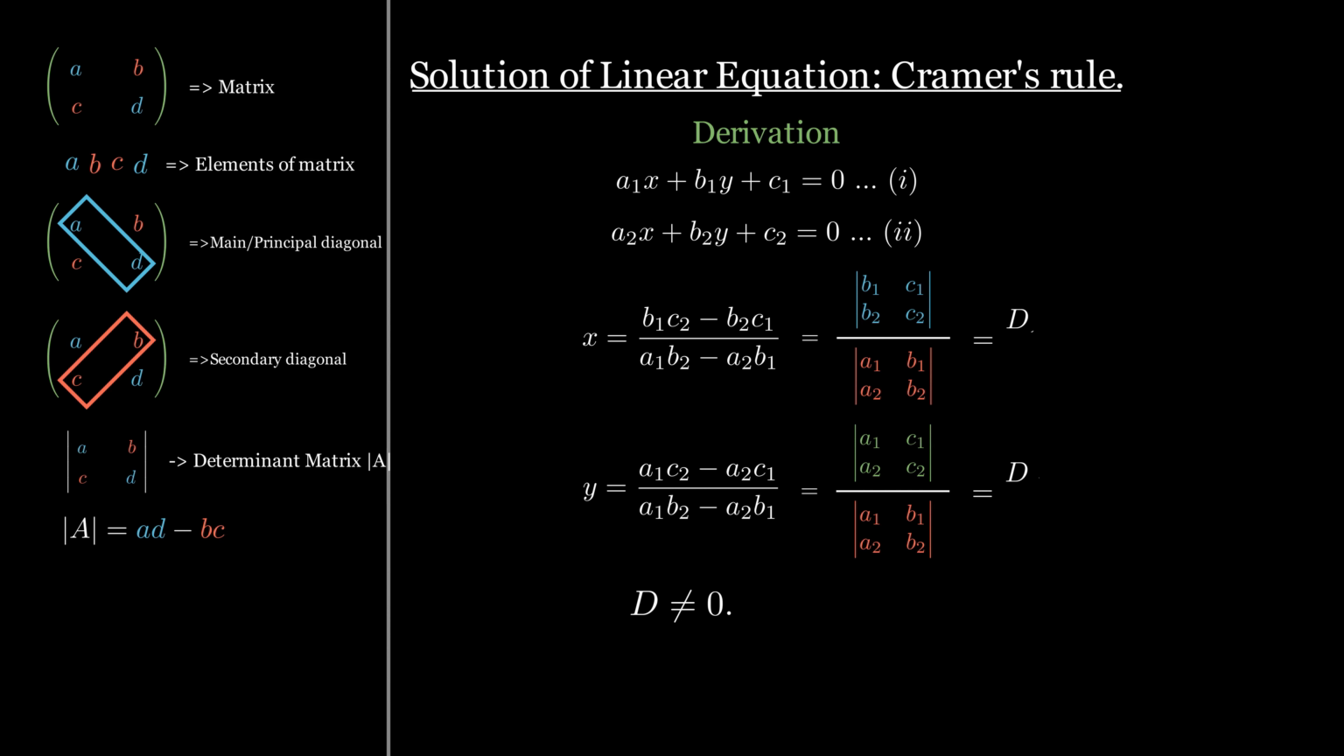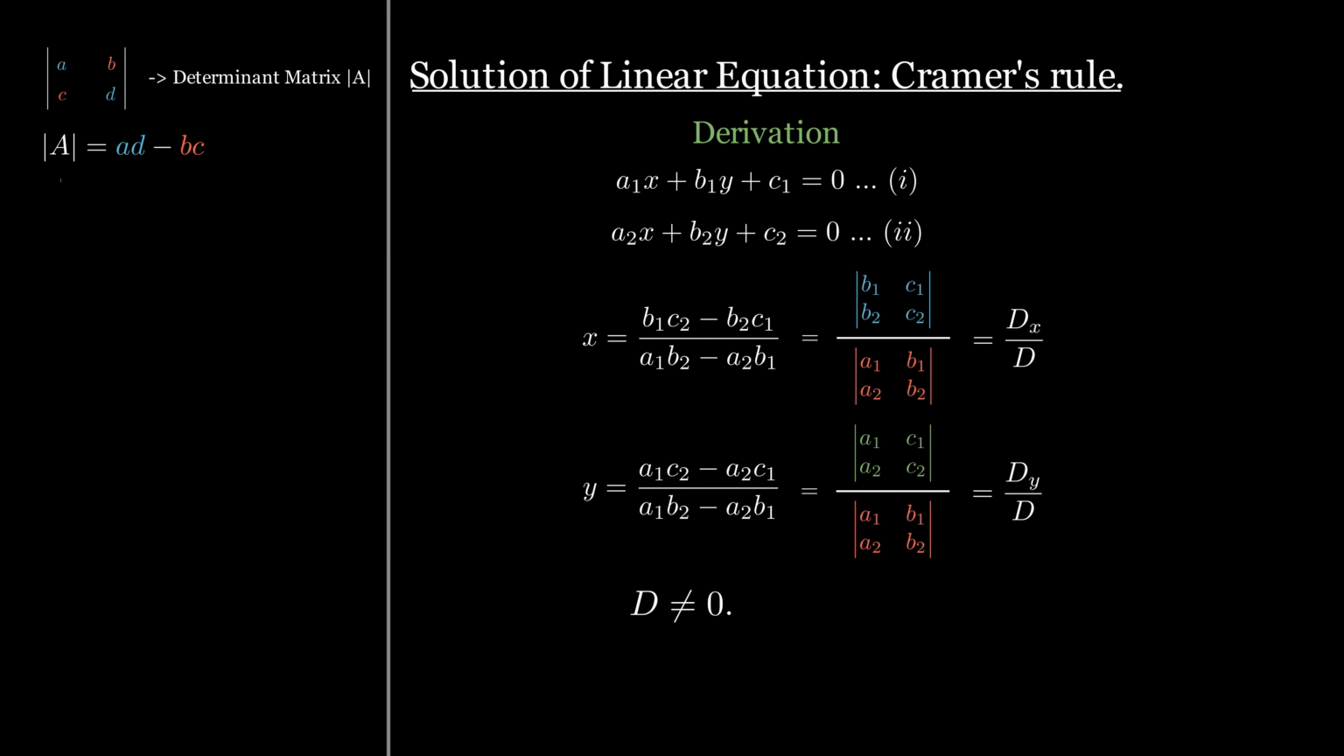Let's use a different notation to denote the determinants: Dx for the blue determinant, Dy for the green determinant, and D for the red determinant. Now let's rearrange everything and solve some questions.